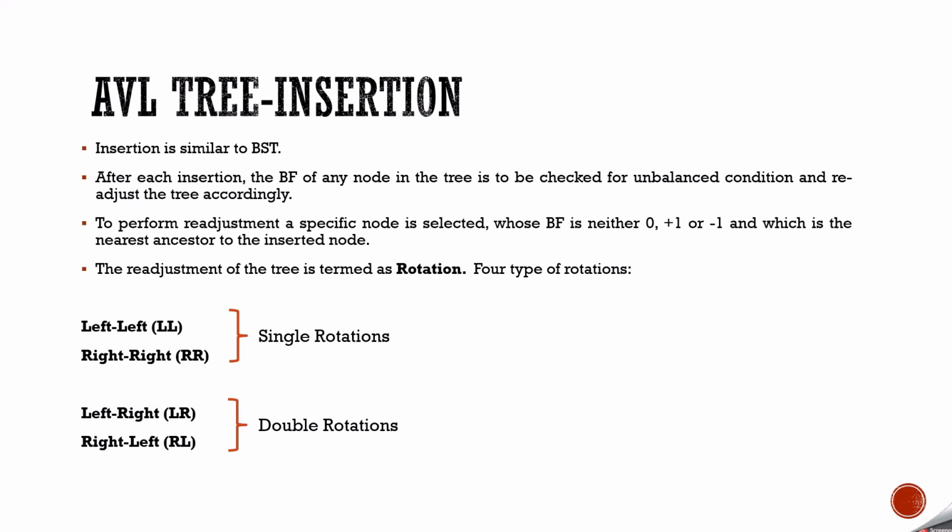In that path I have to check all the balancing factors, and if somewhere it's not maintaining the proper balancing factor, that is, it's unbalanced, it's attaining some unbalanced condition, then in that case we are going to go for some kind of adjustment of the tree so that the height can be balanced. So to perform readjustment, we'll just select some node.